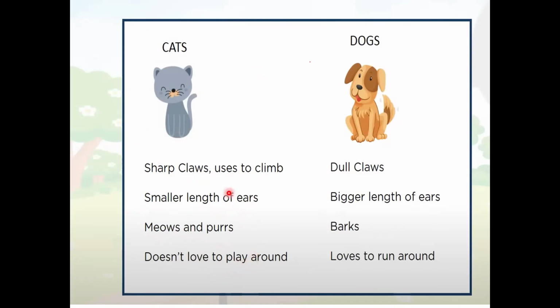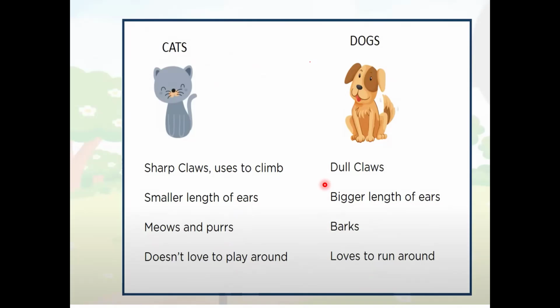Doesn't love to play around. So these are some of the attributes I'm going to train along with the data image of cat. And coming to dog, I'm going to provide the data image of dog. In that dog, I'm going to give characteristics like dull claws, bigger length of ears, barks, and loves to run around. So these are some of the details I've given for the data of dog picture, right?